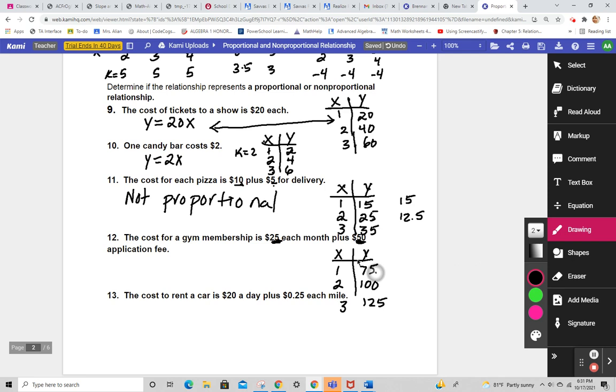So 1 month cost us $75. 2 months cost us $100. Do you see 100 divided by 2? It's going to be $50. 75 divided by 1 is $75. Okay, do you see that we don't have a constant value here, a constant ratio? It's not the same each time, so not proportional.